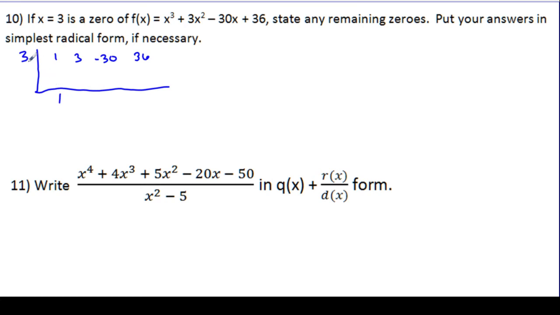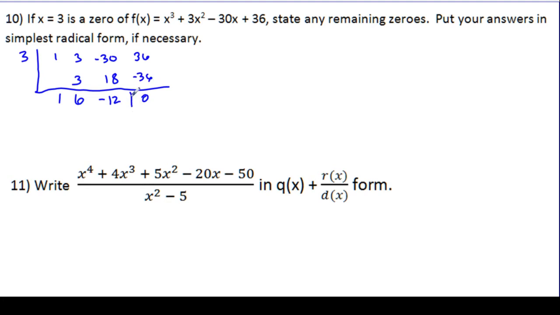Bring down the 1, multiply 3 times 1 is 3. 3 plus 3 is 6. Let's do another multiplication. 3 times 6 is 18. When I do my addition, I get negative 12. 3 times negative 12 is negative 36, and I get no remainder.